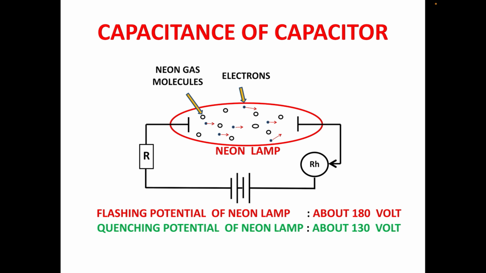The value of applied voltage at which neon lamp starts glowing is called flashing potential of neon lamp, and it is about 180 volt. Due to ionization of neon gas molecules, a large number of electrons reach the positive electrode of neon lamp and the lamp becomes conducting.